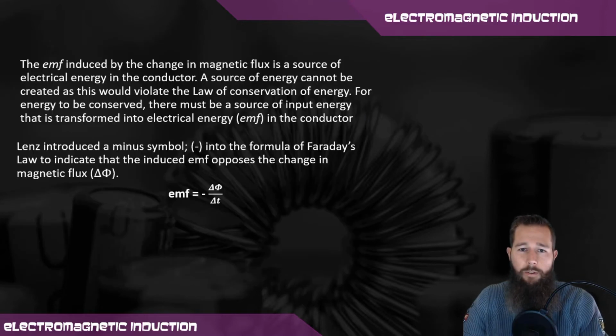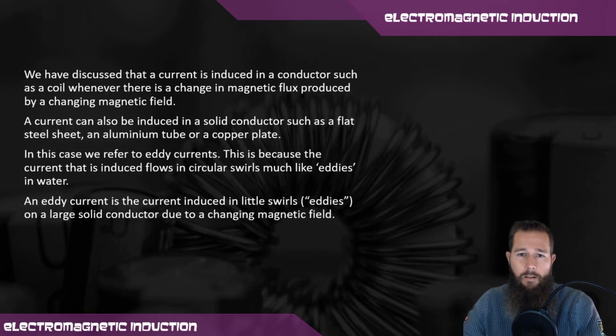Now, the electromotive force induced by the change in magnetic flux is a source of electrical energy. Now, energy cannot be created or destroyed. This is the law of conservation of energy. So for energy to be conserved, there must be a source of input energy that is transformed into the electrical energy. So Lenz introduced a negative symbol into the formula for Faraday's law that indicates the electromotive force opposes the change in magnetic flux. So we've looked at examples where the electromotive force induces a current in a coil.